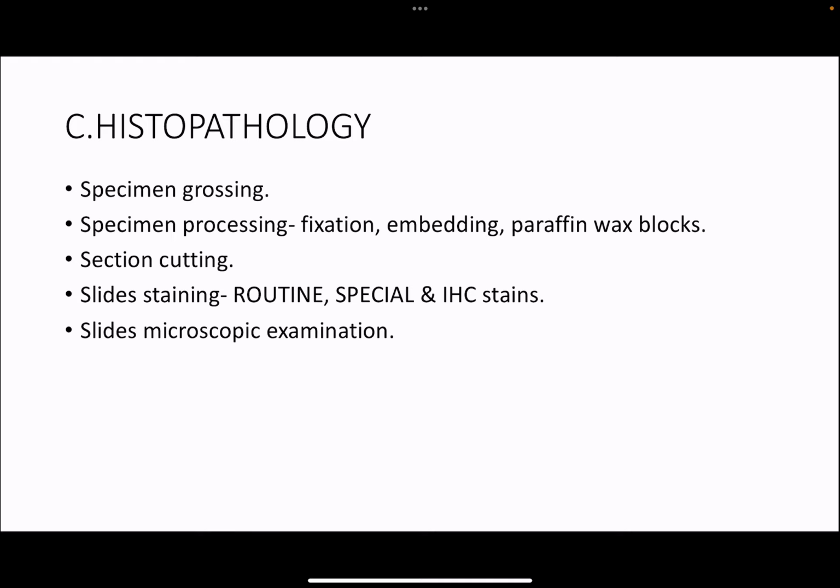Coming to histopathology, the surgically resected specimens and the biopsy specimens are sent for histopathological examination to the department. These specimens are grossed. As soon as you receive the specimen, you check it externally and do grossing. Grossing literally means cutting them into small pieces to make them amenable for microscopic examination. That is, grossing means cutting into small pieces.